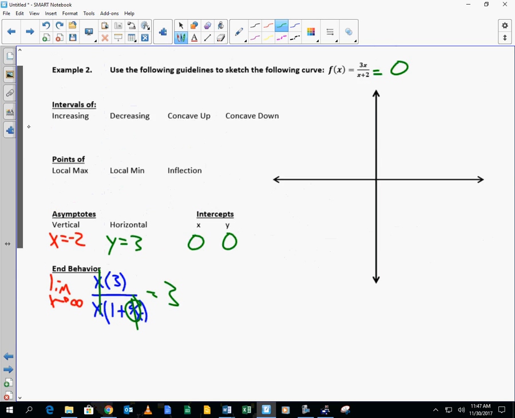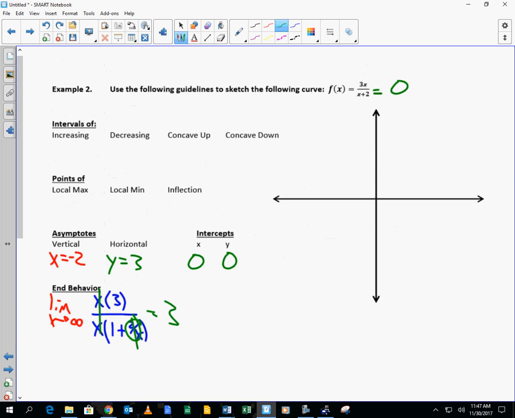Let's do it again. For the y-intercept, I plug in 0 for x, and I get 0 over 2, which is 0. Now I look for the x-intercept. That's where this thing is equal to 0. If you want to solve that, you cross multiply, and you get 0 equals 3x. Or in other words, just look at where the top is equal to 0. Where is that equal to 0? Very good. Okay, so derivative test.